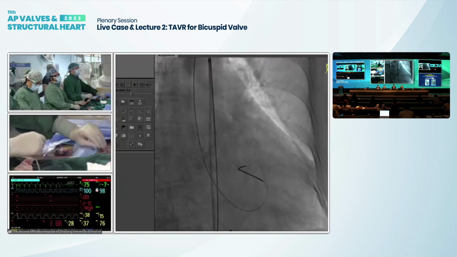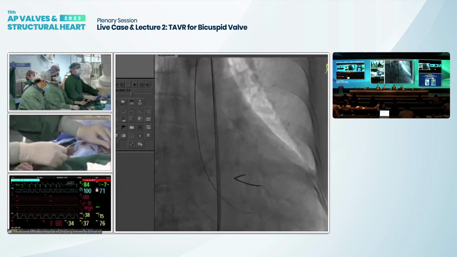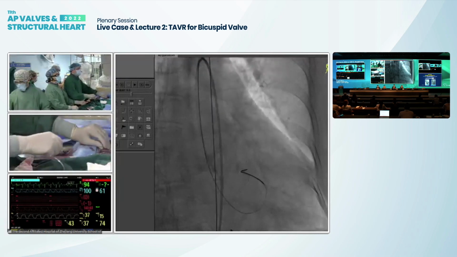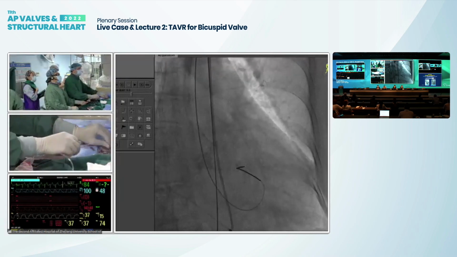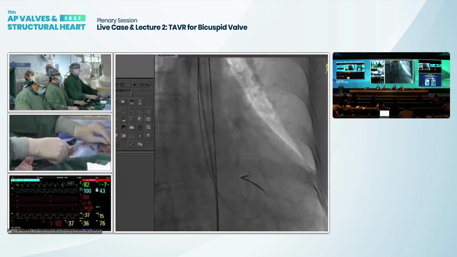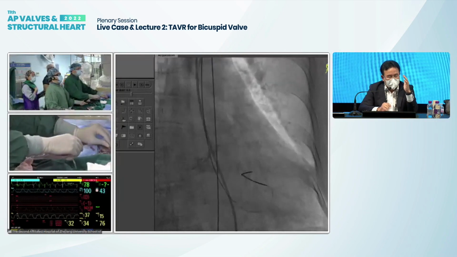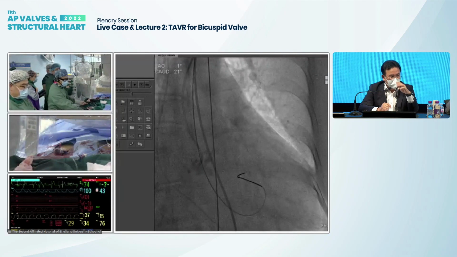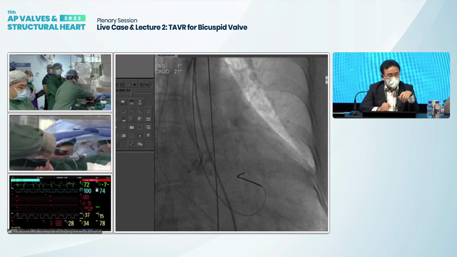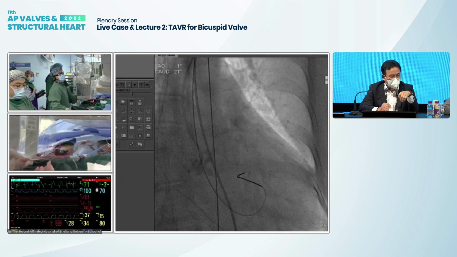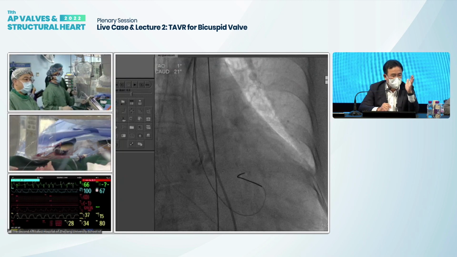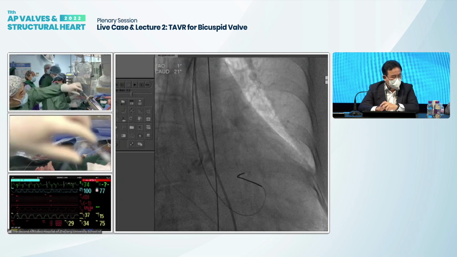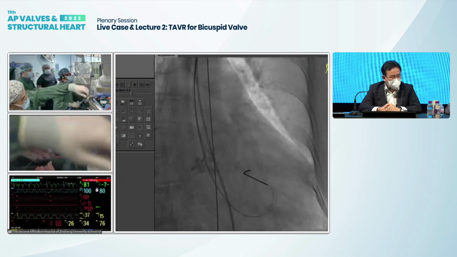I have a suggestion for the wire position. Dr. Hong already mentioned the wire position, because the wire should be laid down to the great side of the aorta, which helps to make coaxiality. Next time, I think the wire should be directed to the posterior, so it can make a more horizontal position to deliver the THV system.